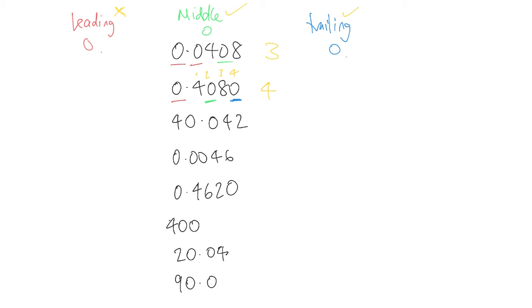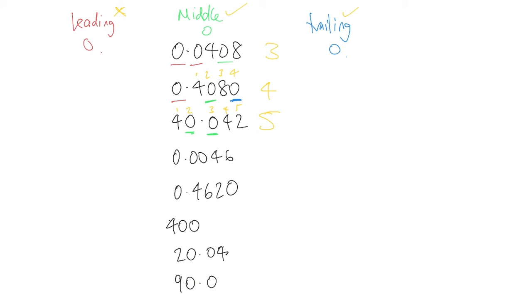All right? So, the next zero, what type of zero is this? This one there. It's a middle zero, which means it's significant. What about the next one? It's another middle zero, which means it's significant. So how many significant figures are there? How many? 5. 1, 2, 3, 4, 5 significant figures.